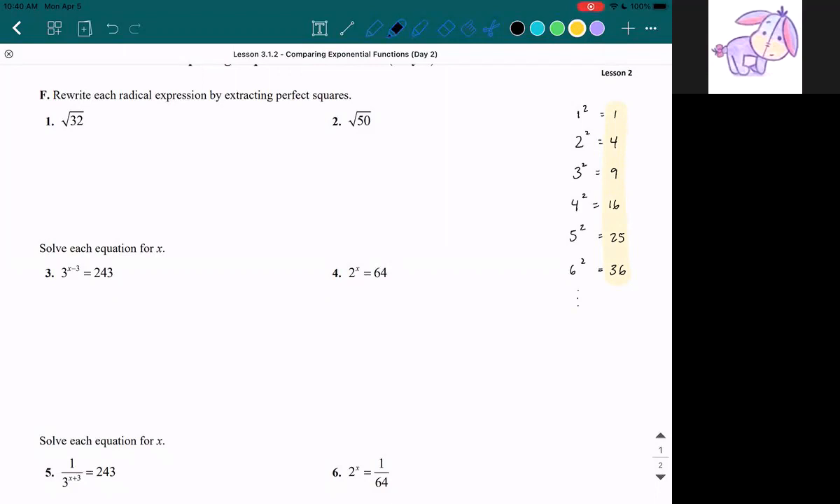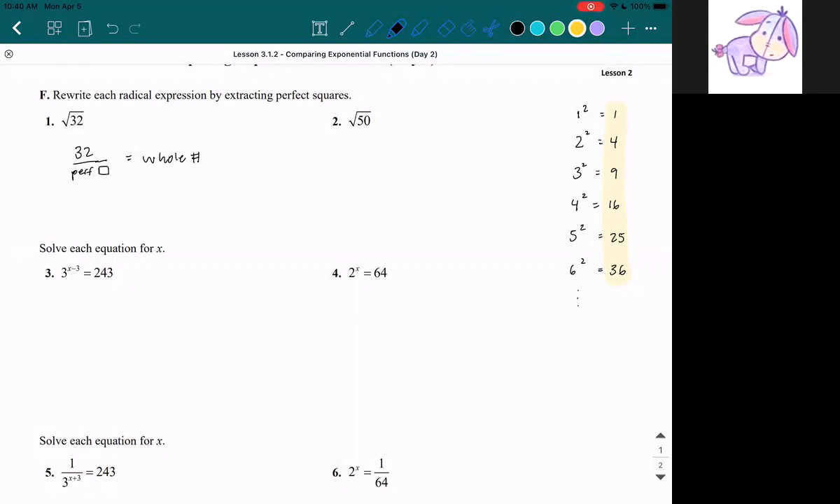So how are we extracting perfect squares in, for example, number 1? It's the square root of 32. So we need to think about what is the biggest perfect square that can fit into 32. And by fit into, I mean 32 divided by this number, the perfect square, will give you a whole number. Okay, so this is what we want. The number that's inside our radical divided by the biggest perfect square that we can think of should give us a whole number.